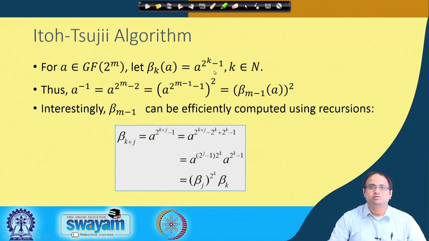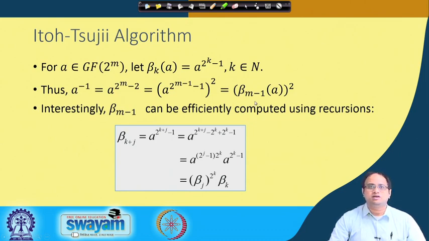If I want to calculate a to the power of minus 1, then as I said from Fermat's little theorem, I need to calculate a to the power of 2 to the power of m minus 2, which is nothing but the square of a to the power of 2 to the power of m minus 1, whole square. What is inside the parenthesis? It is nothing but beta m minus 1 of a. Therefore, I need an efficient way to calculate beta m minus 1, and then finally I will square to get the inverse.